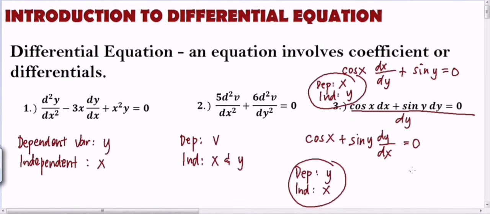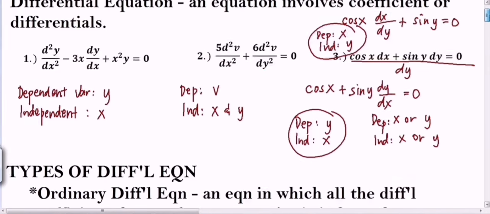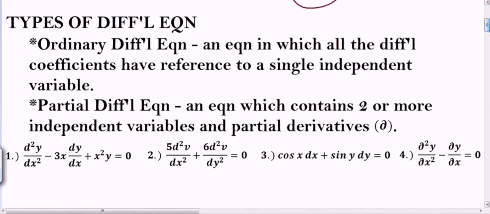Okay? So, ang magiging dependent dito, guys, is x or y. Yan yung final answer natin. And then, ang independent natin, it is also x or y. Depende kung saan nyo siya i-divide. Okay? Ito, x and y. Kasi obviously, dalawa sila. Now, let us have the types of differential equation.